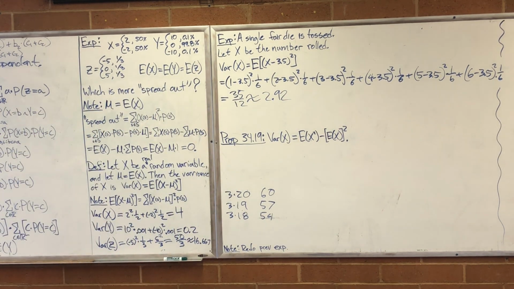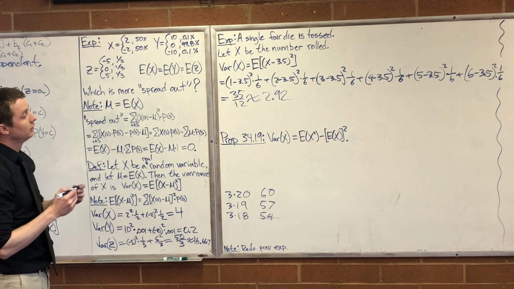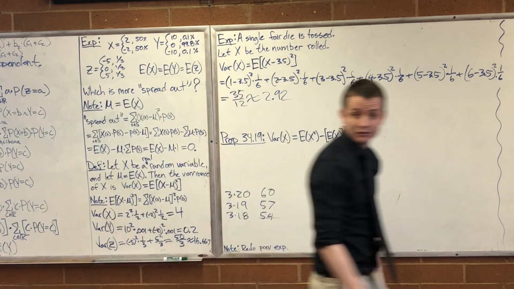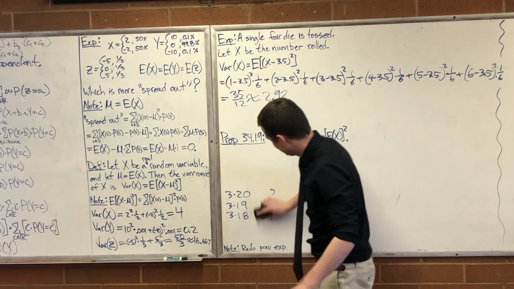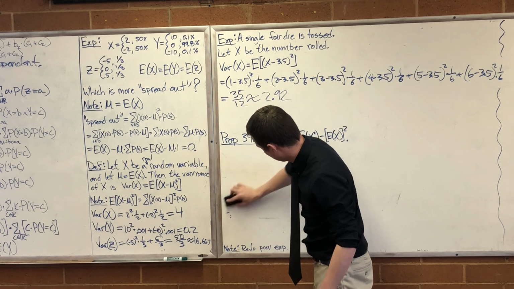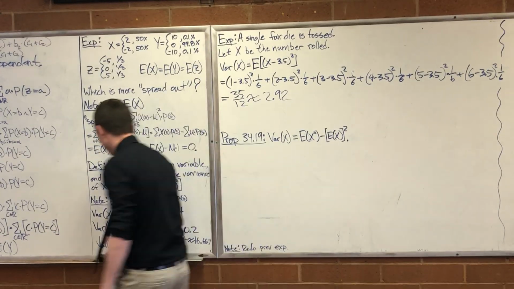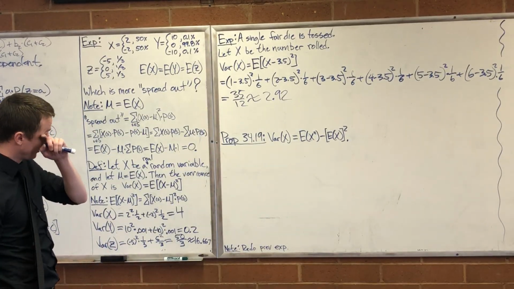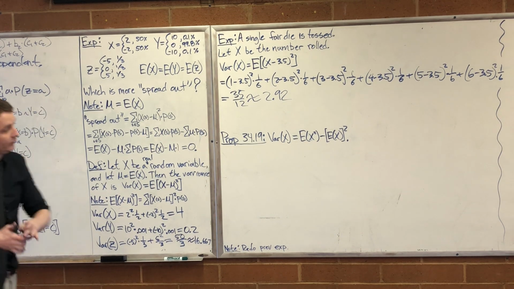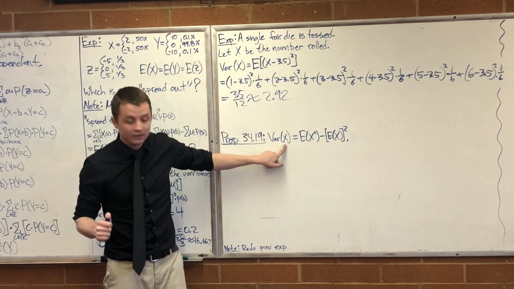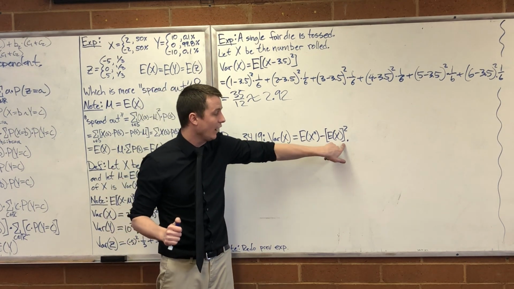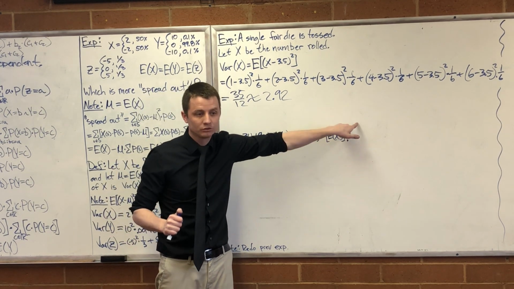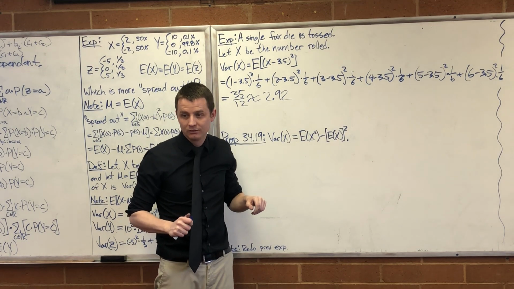Okay? All right. We've got one more theorem to prove, and then we're done. And this will give us an easier way to calculate the variance. The variance of x, we can also say, is just the expected value of x squared minus the expected value of x, or mu, squared. That's what we're going to prove.